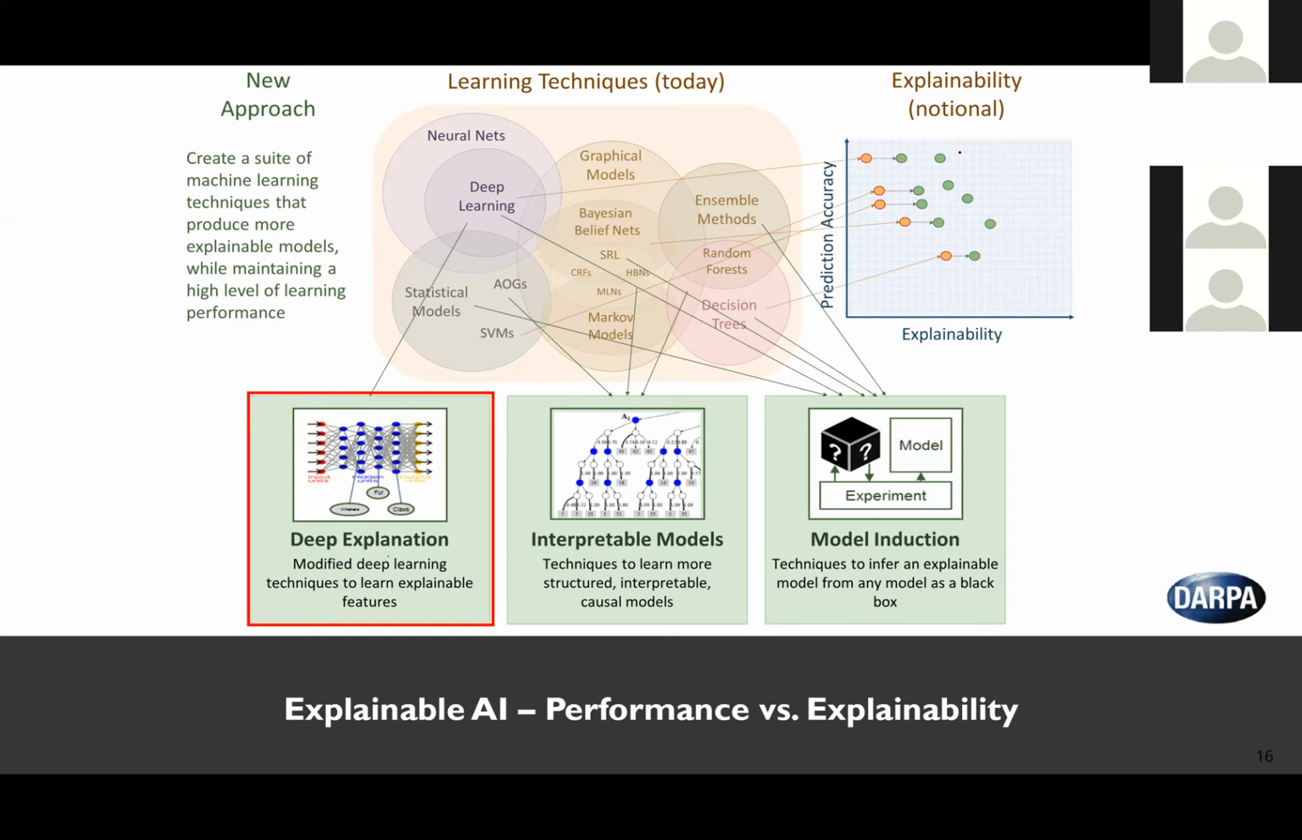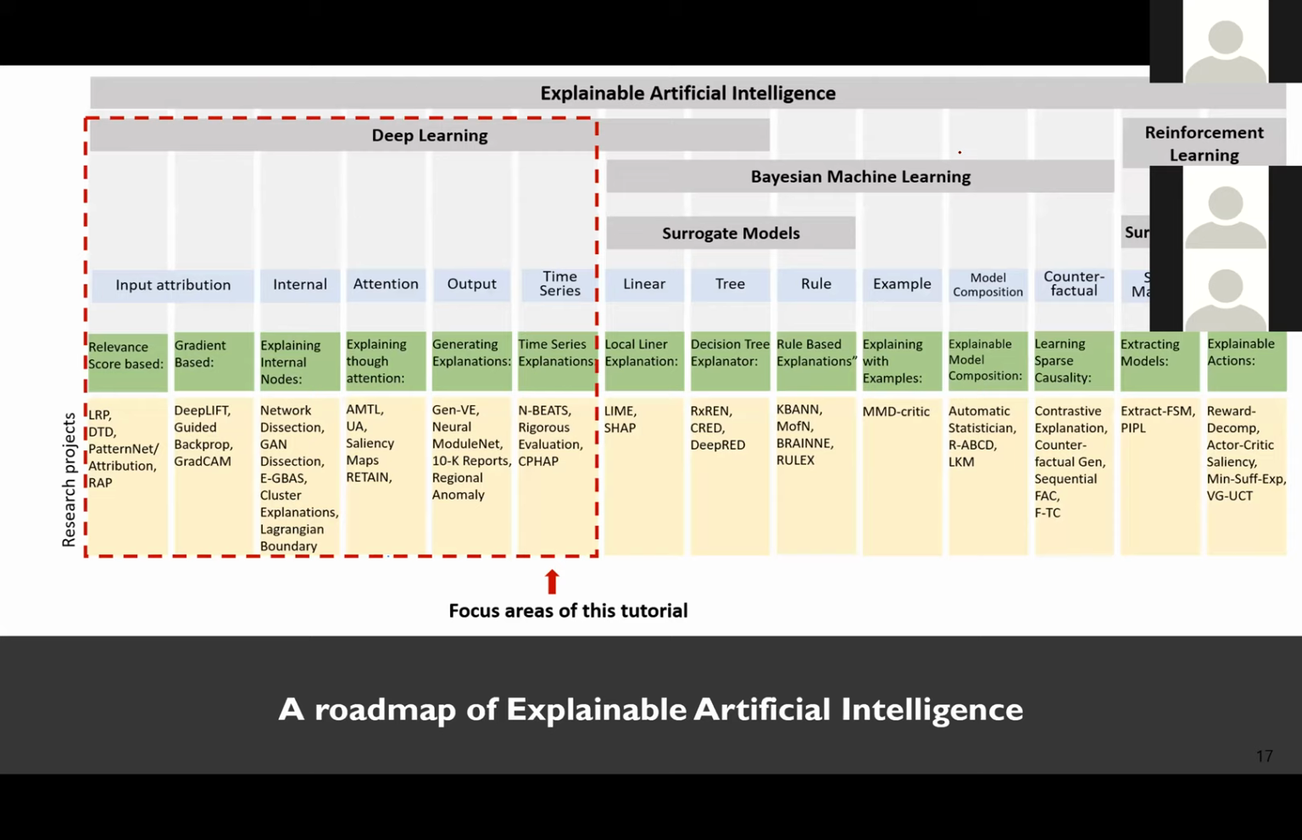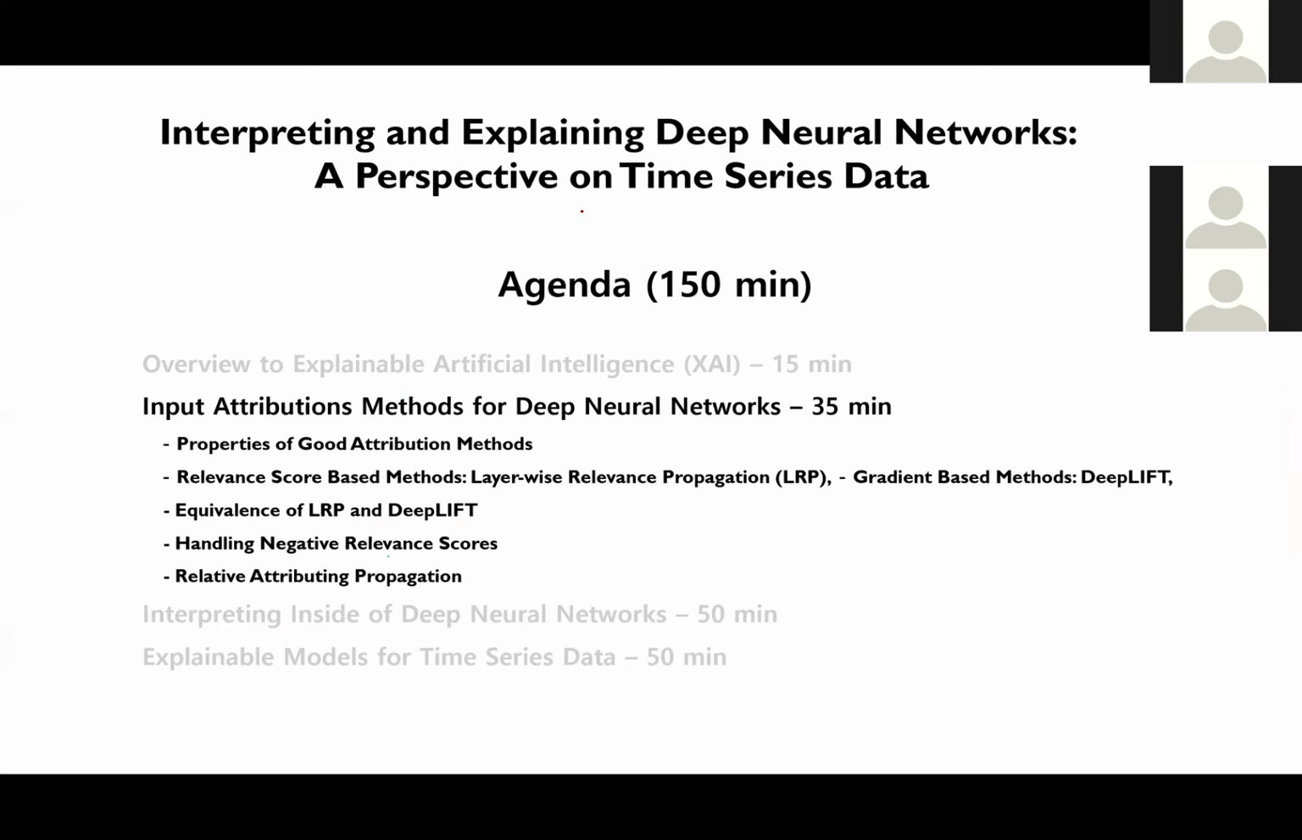So we will go for input attribution as the first part, the internal representation as the second part, and time series data as the third part. Regarding deep neural networks, we will go from the input attribution to the internal mechanism and to the time series analysis. So let's go to the first section: input attribution methods for deep neural networks. Please ask any question if you have any.